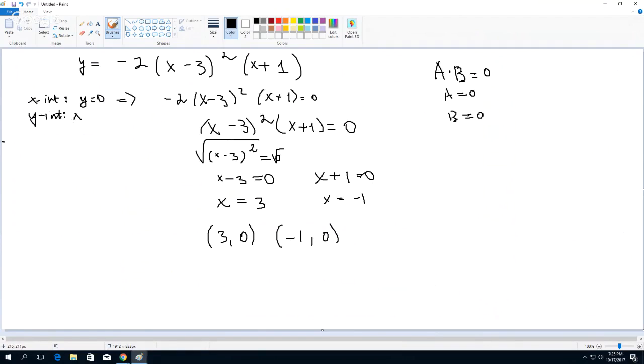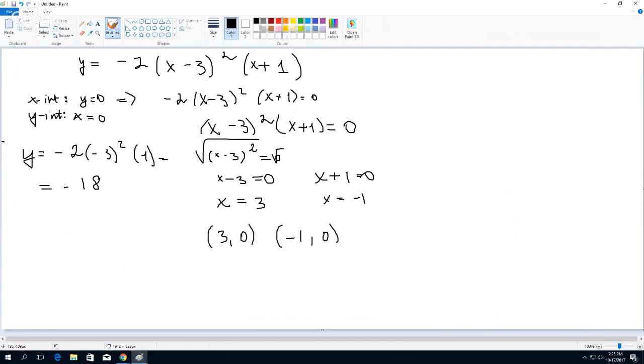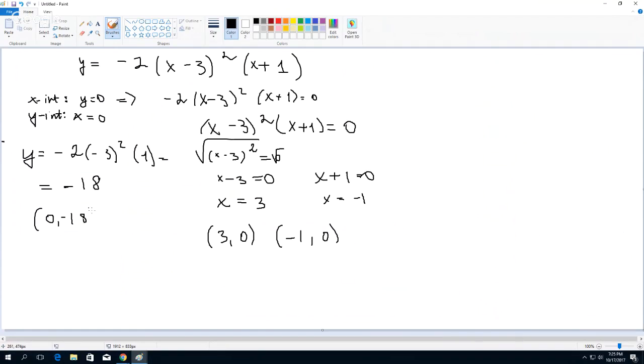Now, y-intercepts. We need x equal to 0. And we'll get, plug it in here. I got negative 18. Yes. So our point is? 0, negative 18. Exactly. Okay.